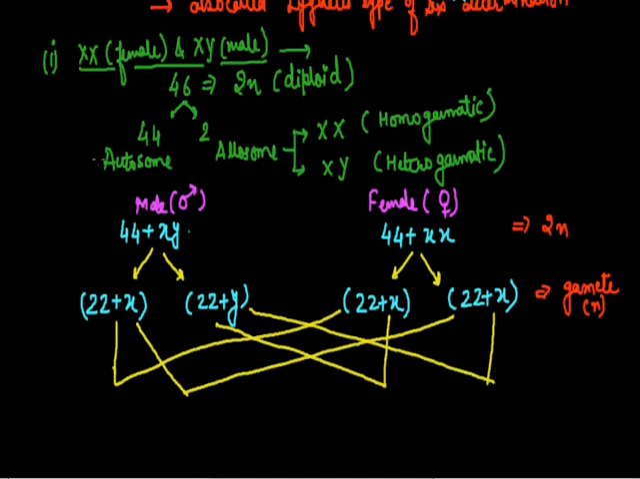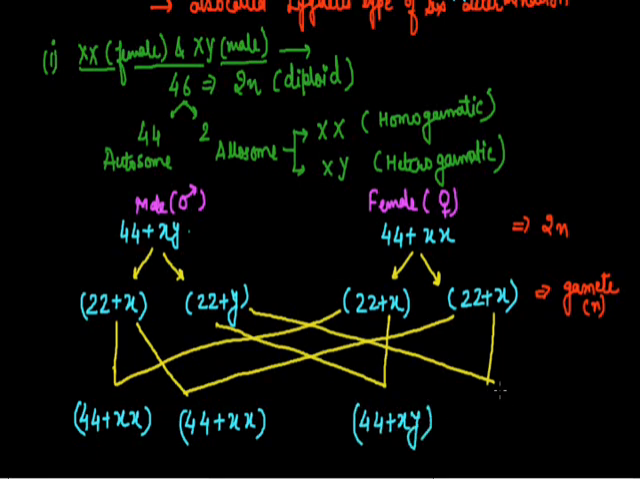gamete. By the first fusion of male and female gamete, we will get a 44 plus XX kind of configuration, while in the next step again a 44 plus XX configuration, while the next fusion is expressed as 44 plus XY. And if the 22 plus X female gamete or egg is fused by the sperm that contains a Y chromosome, then it is expressed as 44 plus XY. By the fusion we will get these kinds of configurations.